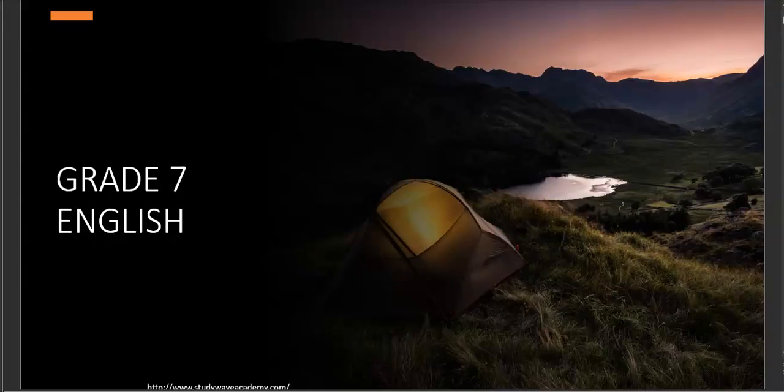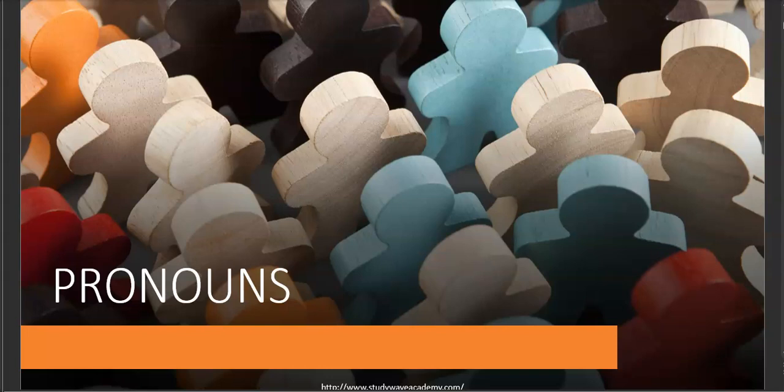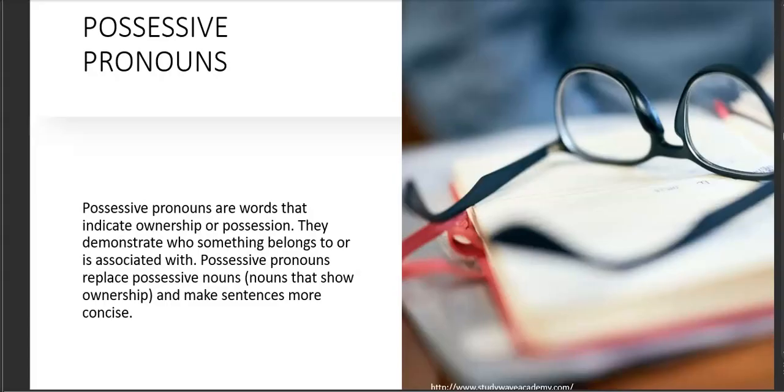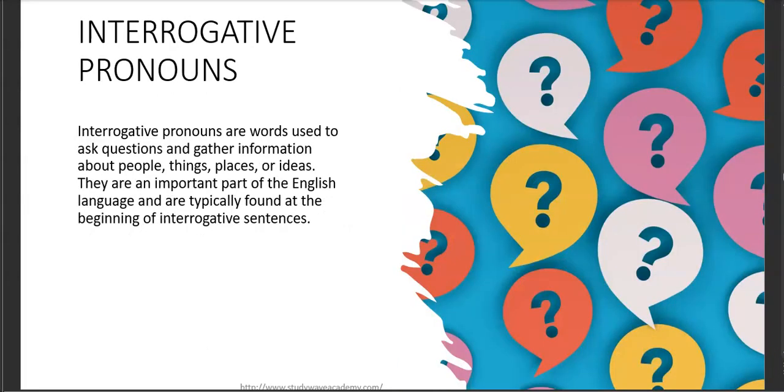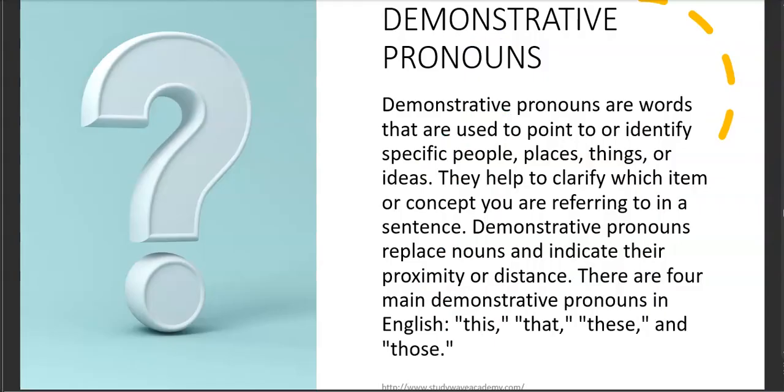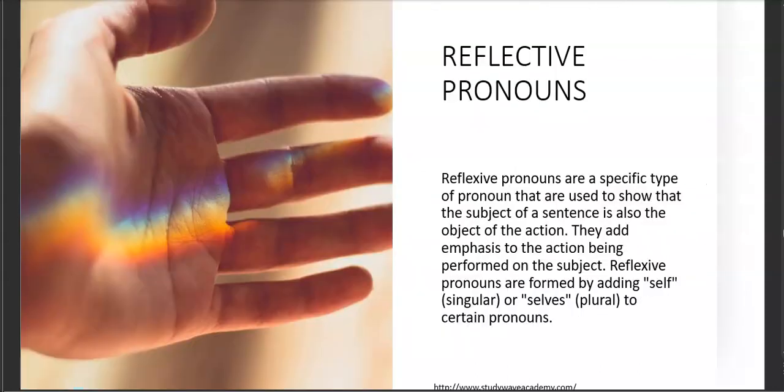Welcome to our English class, and let's continue looking at pronouns. So we've talked about several types of pronouns. I've talked about the possessive pronouns. I even talked about the personal pronouns, and I went ahead to talk about the interrogative pronouns, and finally talked to you about the demonstrative pronouns. So right now I want us to look at the last type in our list today, and that is the reflexive pronouns. So we're going to be talking about the reflexive pronouns, okay?